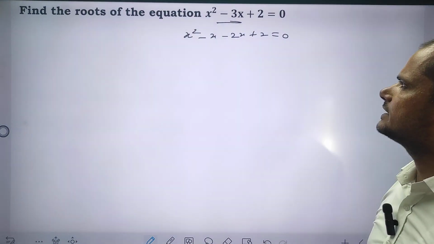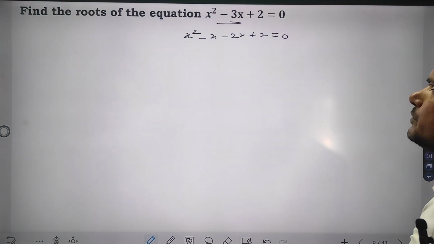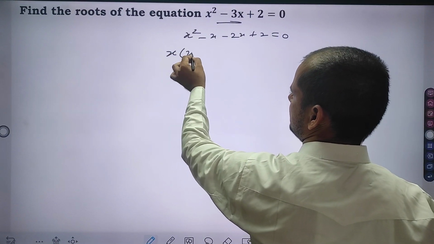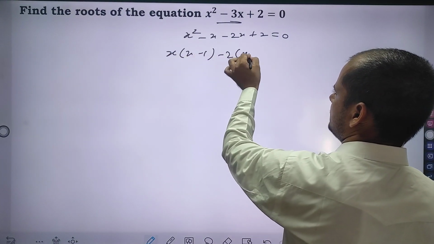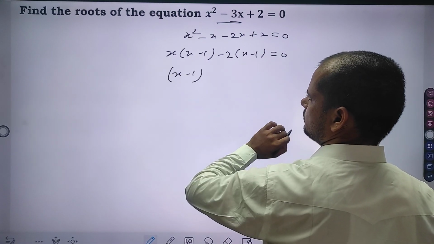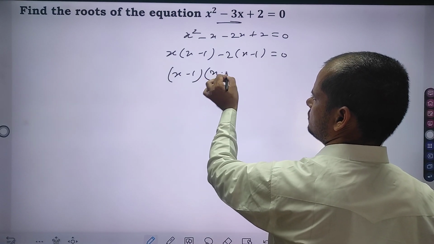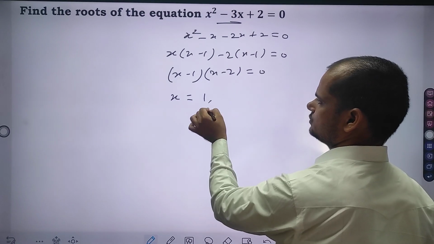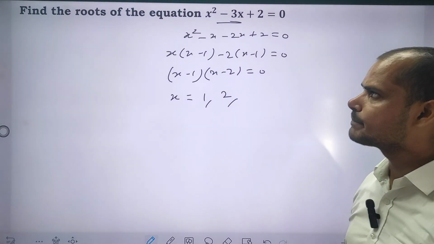If we add them, the sum should be minus 3, and if we multiply them, the product should be plus 2. So if we factorize, then x(x minus 1) minus 2(x minus 1) equal to 0. Then (x minus 1) will be common, so (x minus 1)(x minus 2) equal to 0. So the roots of the quadratic equation are x equal to 1 and x equal to 2.